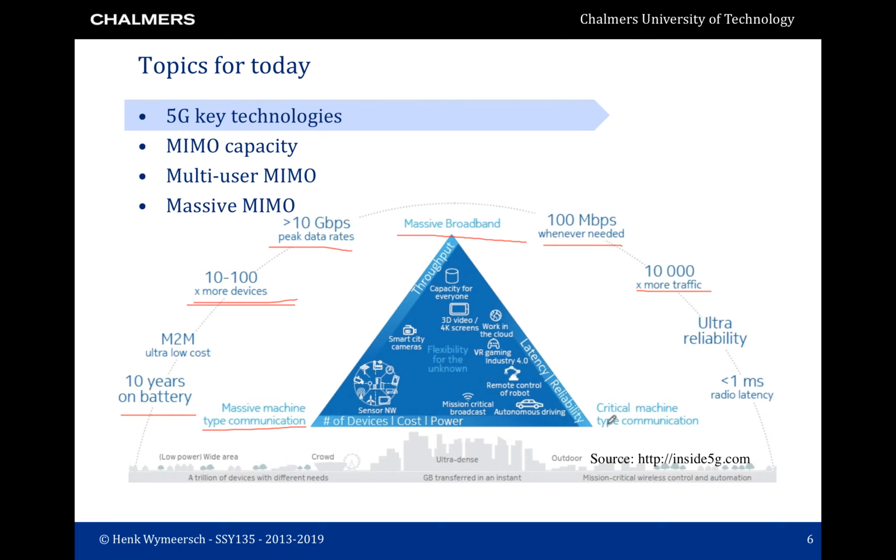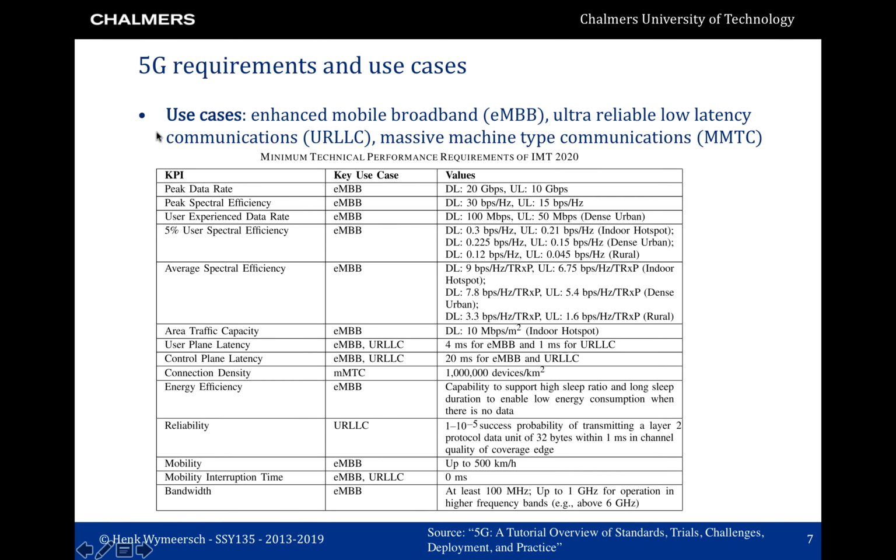A third application scenario is critical machine-type communication. Here our focus is on reliability and latency. This can include applications such as virtual reality and autonomous driving. The requirements and use cases are described in more detail in this table. So again, there are three main use cases: enhanced mobile broadband, ultra-reliable low latency communication, and massive machine-type communication for Internet of Things.